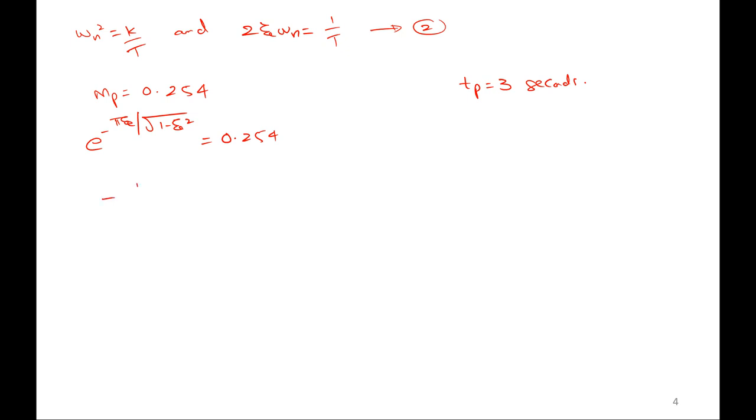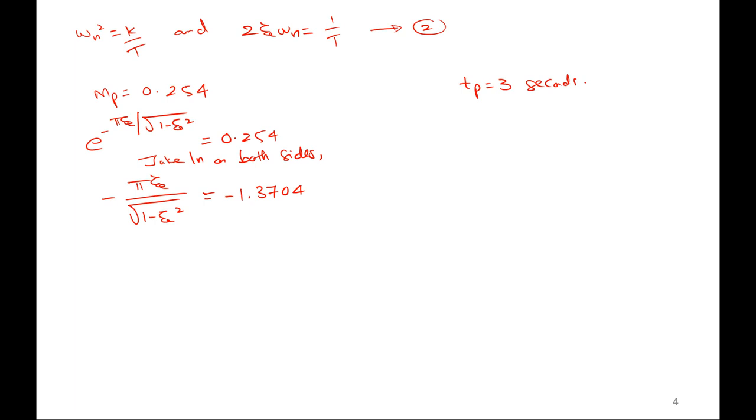After taking ln on both sides, we get pi z divided by root of 1 minus z square equals ln of 0.254. Let me write it here. I am using the calculator, ln of 0.254. How much am I getting? It is minus 1.3704.